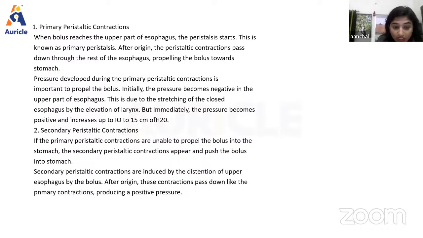Basically, there are two types of pressure which develop inside the esophagus. The first is negative and the second is positive. Initially, the negative pressure always develops inside the esophagus during primary peristaltic contraction. Why does this happen? This happens due to the stretching of the closed esophagus by elevation of the larynx. But as the food moves downward from the upper part towards the lower part, that negative pressure will ultimately convert into positive pressure. Now, what is secondary peristaltic contraction?